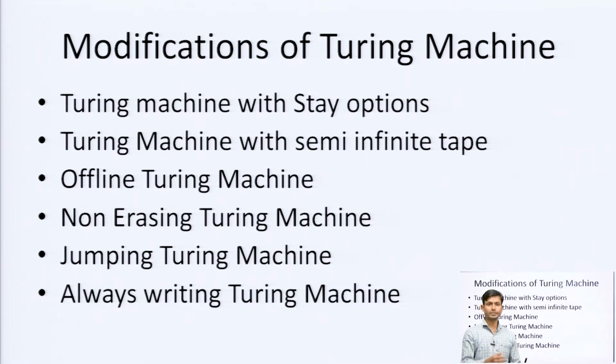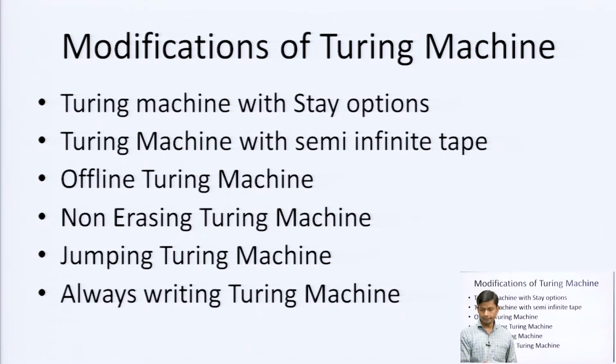Then another is the always writing Turing machine. This always writing Turing machine means you must write something for each and every input. We cannot skip, we cannot just read and move left or right; whatever input alphabet is there, you have to write something there and then move left or right. We will go through these one by one with the proper diagram.